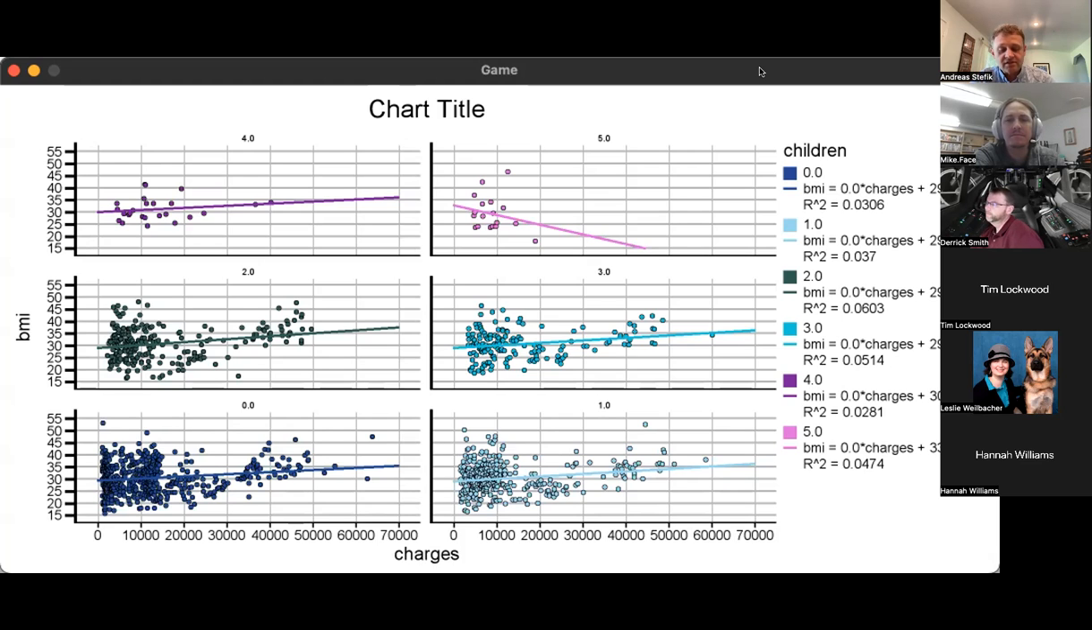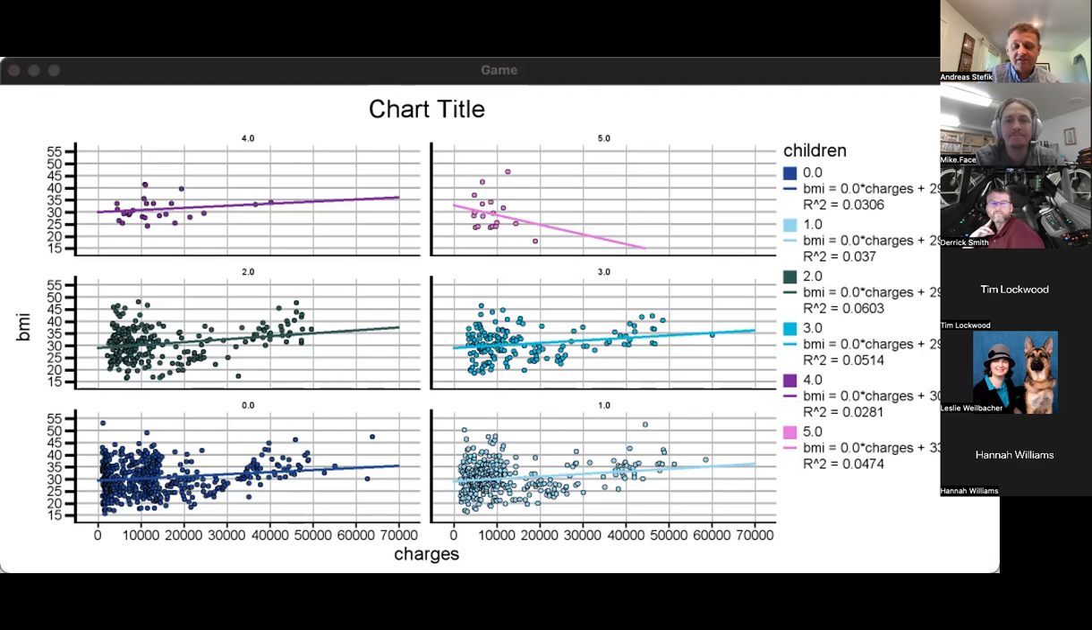And interestingly, when we look at the relationship between BMI and charges, normally what we observe is a significant positive slope for the line. So as the BMI goes up, you tend to get charged more. But what we notice in this chart is what? We see an anomaly. And what is that anomaly? 5 kids.